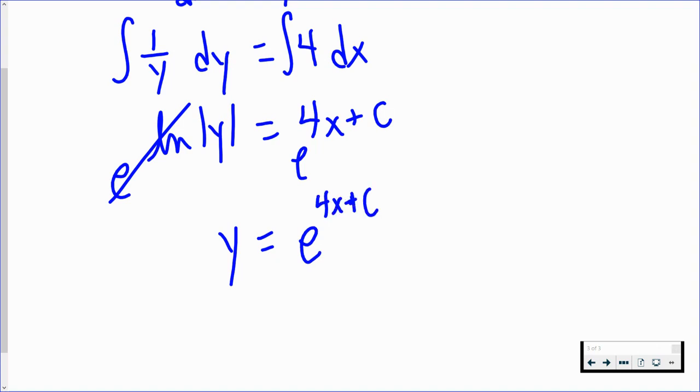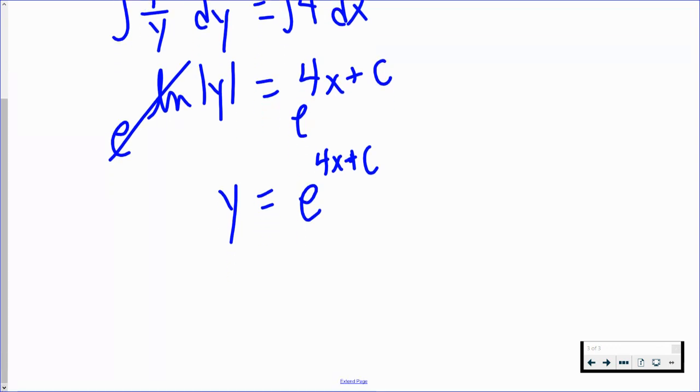Now, there's something I want you guys to think about, because when we have functions like this, say this was a multiple choice question and they asked you to find the general solution, they may not leave their answer choice as e to the 4x plus c. So what I want you to think about is, remember exponent rules. If we have e to the a power times e to the b power, that gives us e to the a plus b.